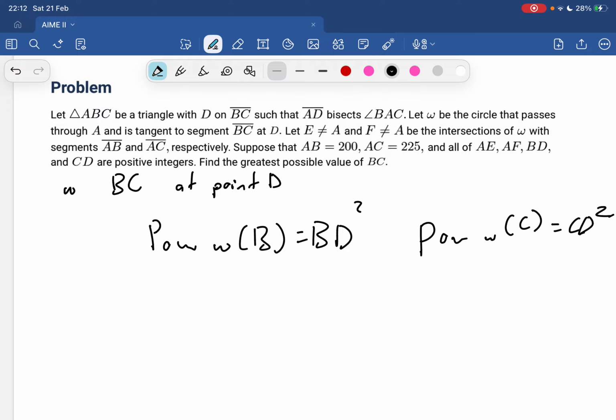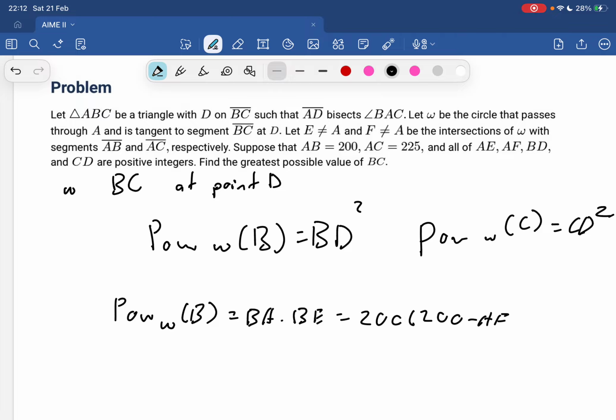Now, because line BA intersects omega at A and E, we also have the power of B equals BA times BE, so that equals 200 times (200 minus AE). Hence, BD squared equals 200 times (200 minus AE).